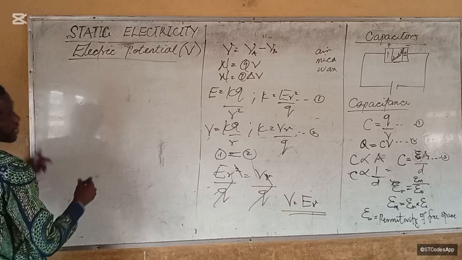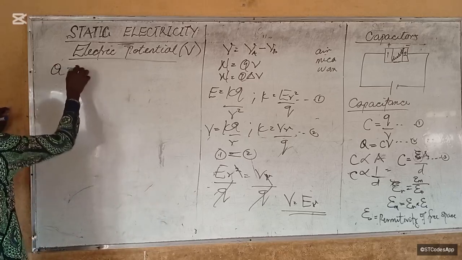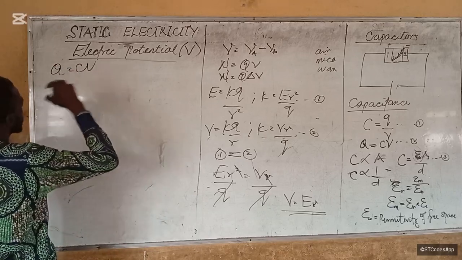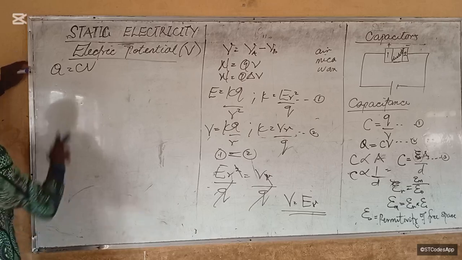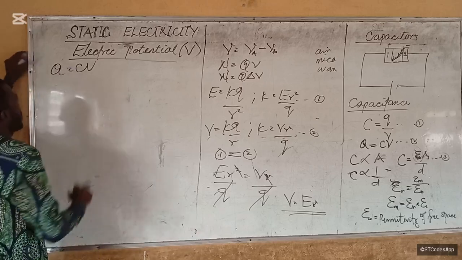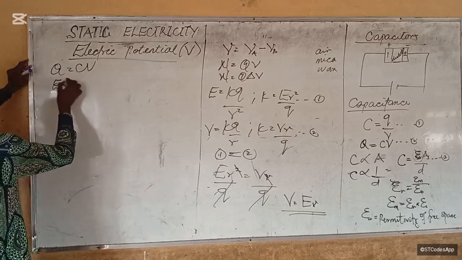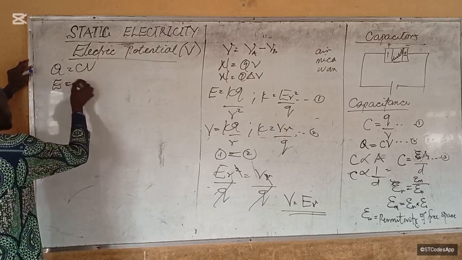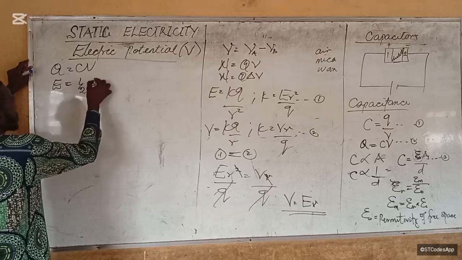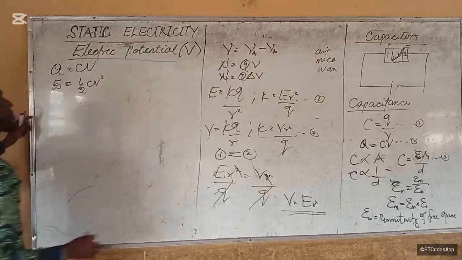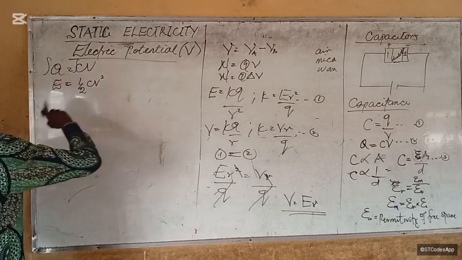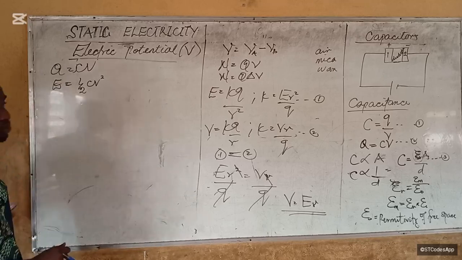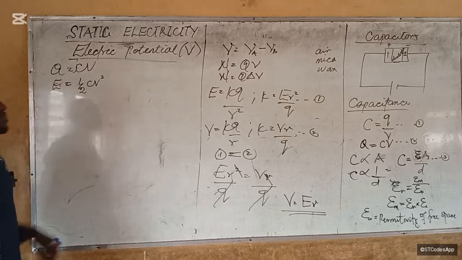It's given by, you recall that the charge is CV, right? The charge stored by the capacitor is this. So the energy stored, I think, is gotten by integrating these functions. If you integrate it, the energy stored is going to be half CV squared. I'm quite sure that it's the integration of this, but you don't need to know that. Just know that E is equal to half CV squared.